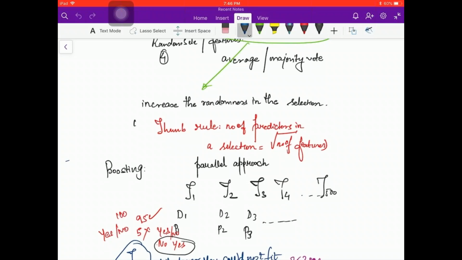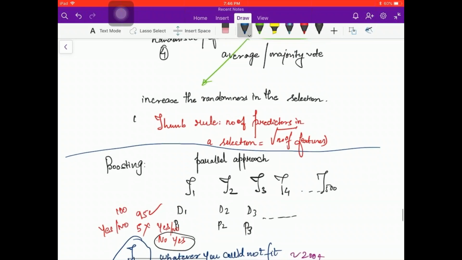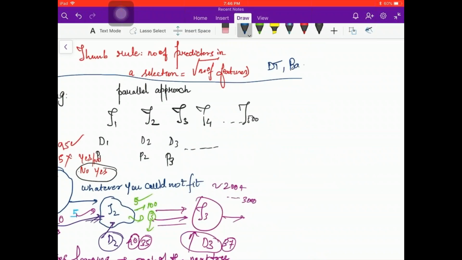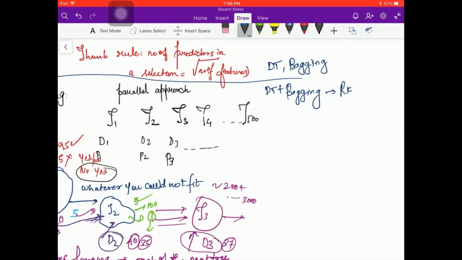So basically we have seen decision tree, we have seen bagging, then we saw decision tree plus bagging. That is the random forest. Now next is basically boosting.